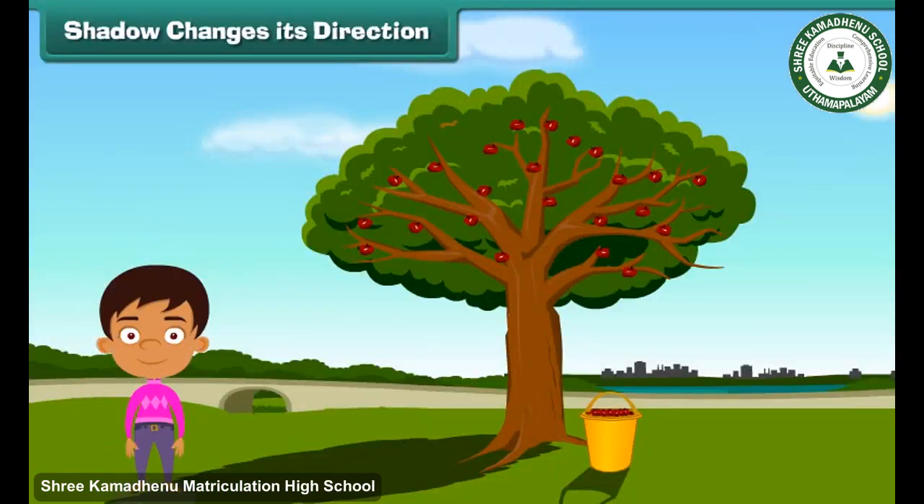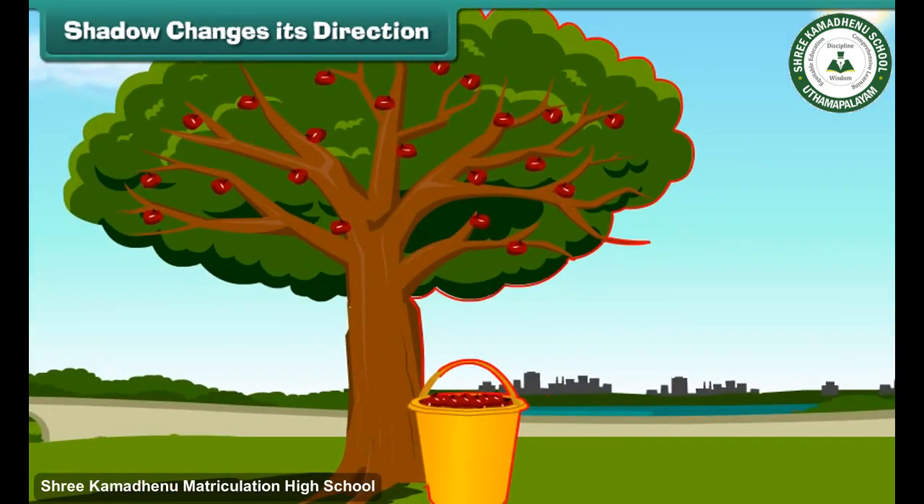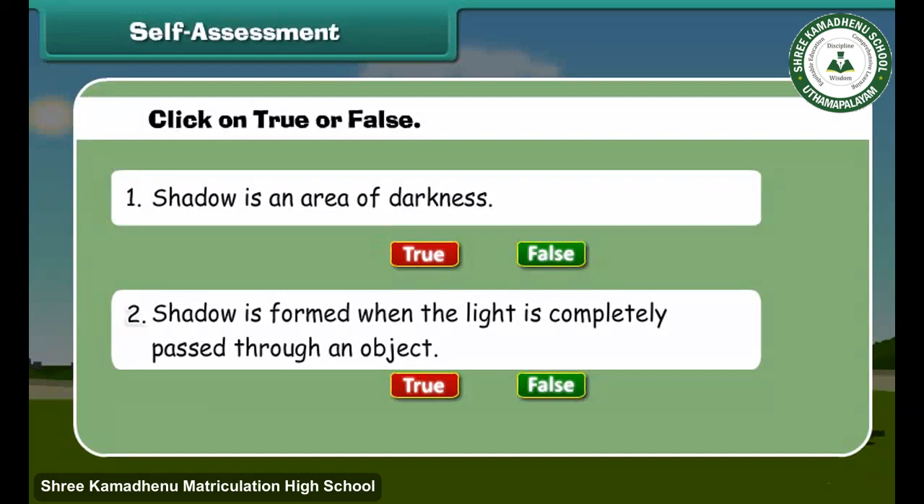Hi, friends. At first, let's discuss what a shadow is. Actually, a shadow is an area of darkness which is formed when the light is blocked by an object. Find the right answer by just clicking on true or false.